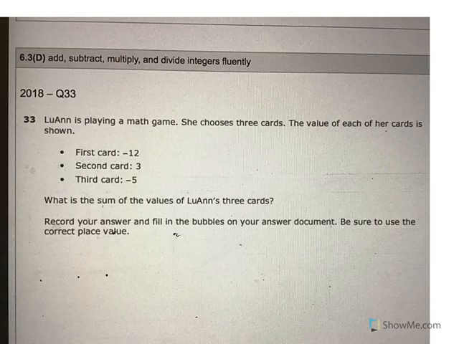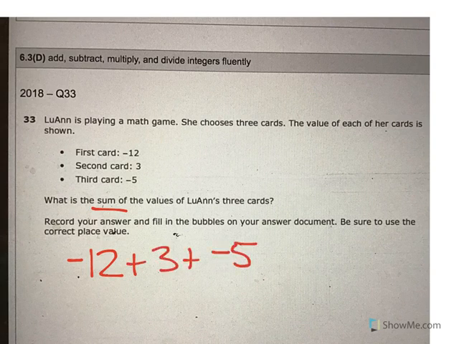From the 2018 test, Luann is playing a math game. She chooses 3 cards. The value of her cards is shown. What is the sum? And the sum means the answer to an addition problem, so that means I'm going to add all these up. So, we have negative 12 plus 3 plus negative 5. So I'm going to start from left to right, order of operations.